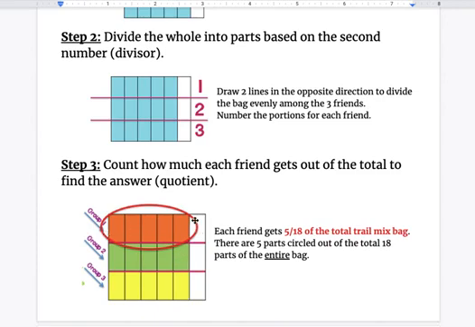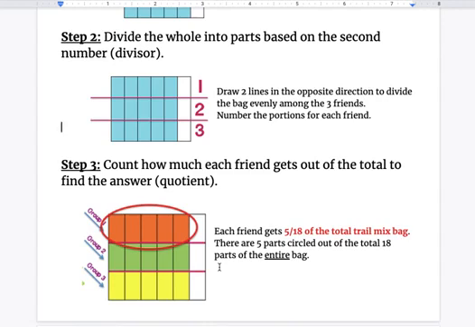You can also, going from step 2 to step 3, use different colors so that you show that this is the first group for the first person, this is the second group in green for the second person, and this is the third group in yellow for the third person. So then it's very easy for you to see how much each person gets. It's 5 shaded in this row out of the total, including these 3, 18 parts.